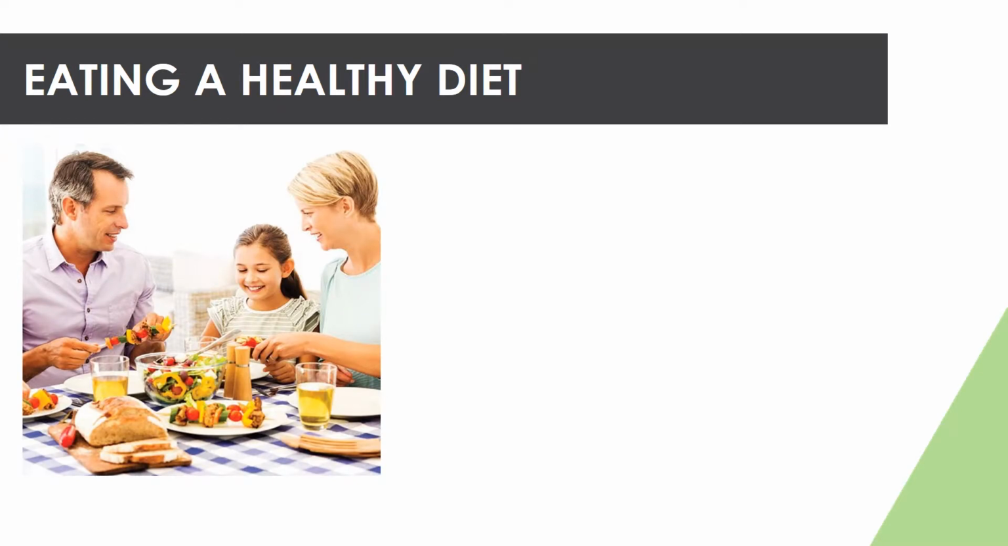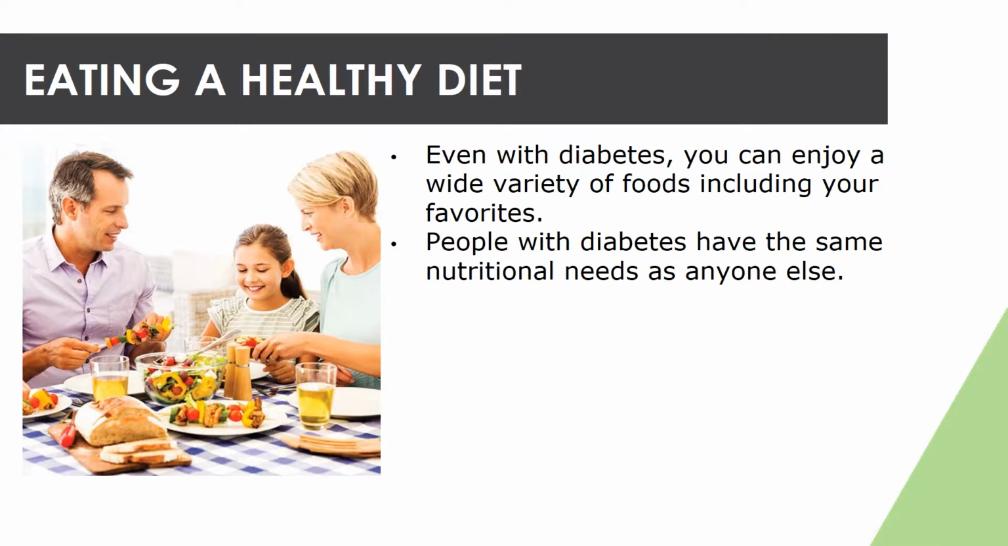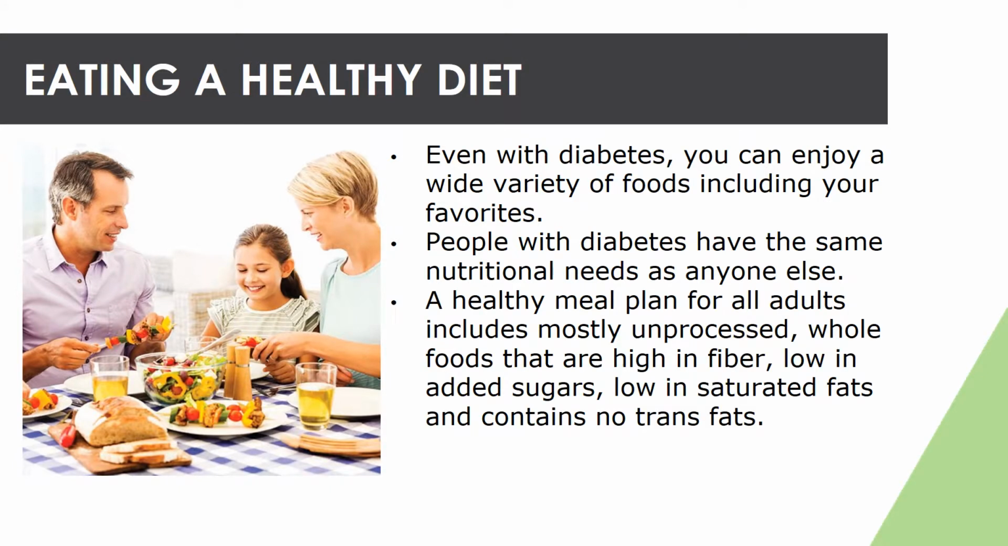Eating a healthy diet is an important part of managing blood glucose control. Diabetes shouldn't stop you from eating a wide variety of foods, including your favorites. Those with diabetes have the same nutritional needs as anyone else. A healthy meal plan for all adults includes mostly unprocessed whole foods that are high in fiber, low in added sugars, low in saturated fats, and contain no trans fats.